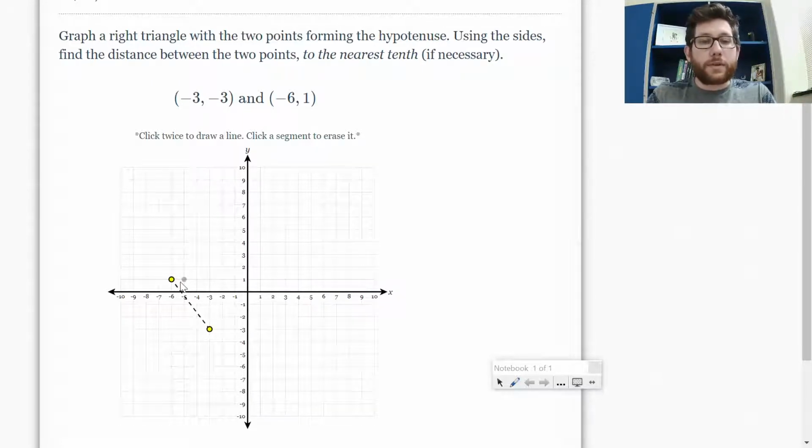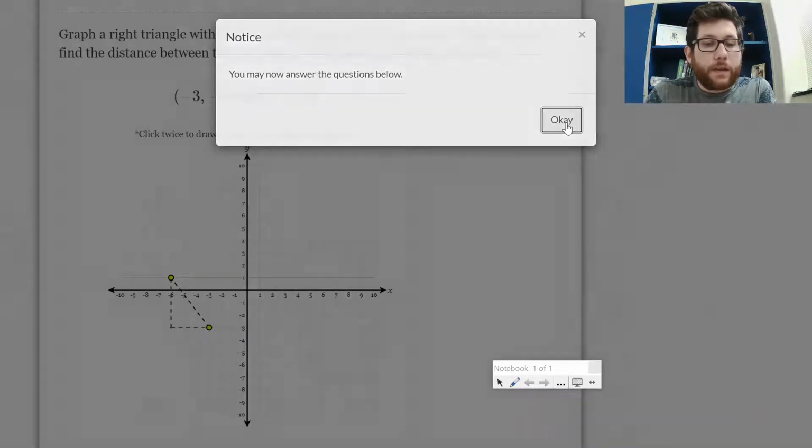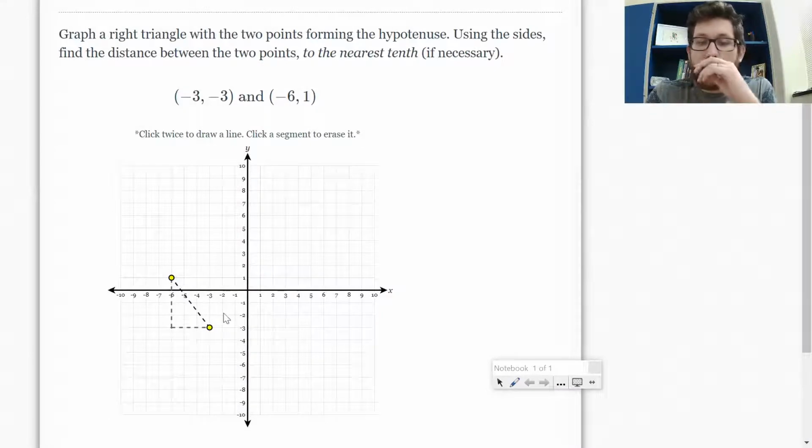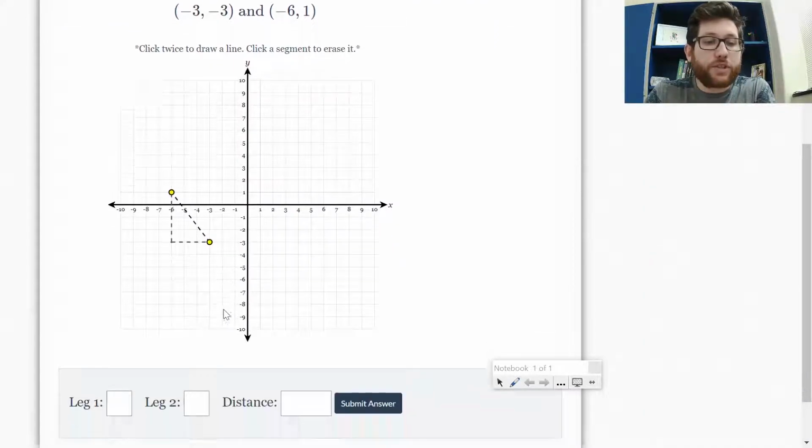So this is what we're going to do. We're going to use Pythagorean theorem to help us find the distance between these 2 points. So in order to do that, the first thing we need to do is draw our triangle. So I'm going to start here. I'm going to click down to there, and then once again I'm going to make a right triangle. I'll choose my other point, head on over right to there. Okay, and notice once you get the triangle right, then they'll let you answer the question.